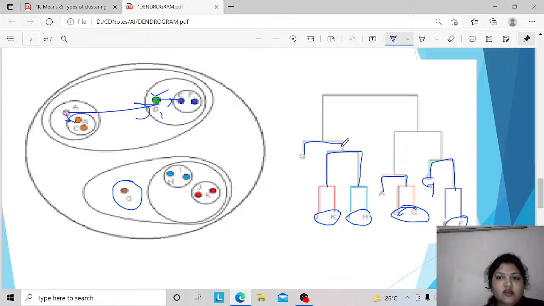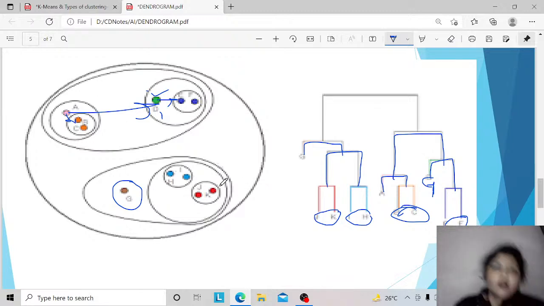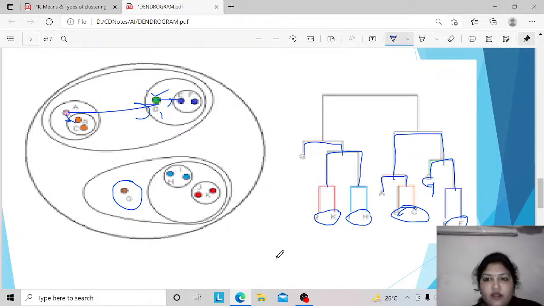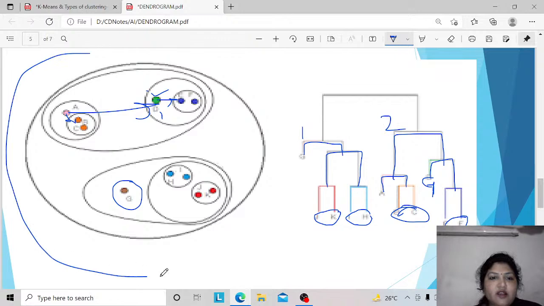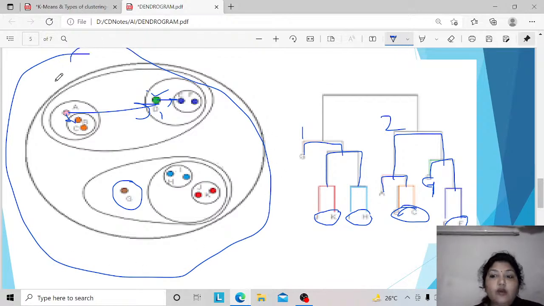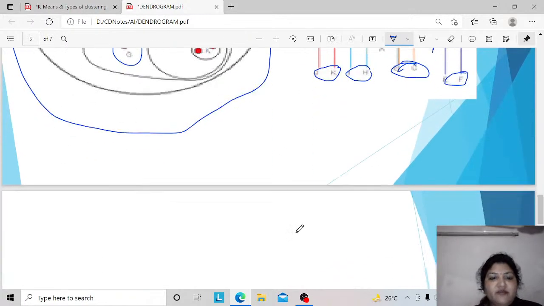G is again nearest to this hierarchy. Then we are making the two, like they are nearer to each other rather than this, so we are making one hierarchy for these elements, and we are making the next hierarchy for these elements over here. So here we have one hierarchy, and this would be my one hierarchy of cluster, this would be my second, and then we are combining as a whole. So this is how dendrograms are made, right?